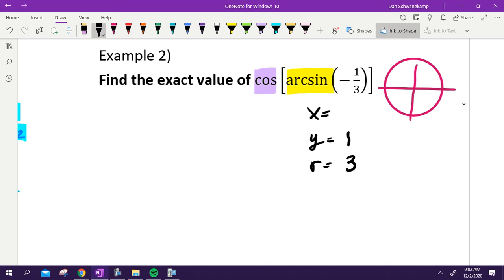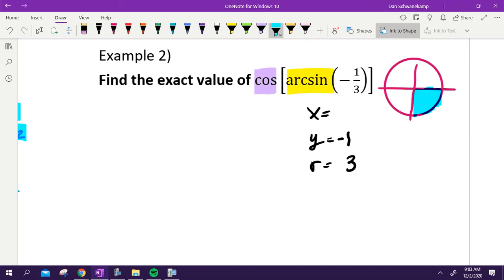The y is 1. The r, which one's going to be negative, y or r? The y has got to be negative. R is never negative. I'm doing arcsine. So which two quadrants am I living in if I'm doing arcsine? 1 and 4. Which quadrant am I specifically living in if my y is negative? It's got to be in quadrant 4. This is describing an angle in quadrant 4.